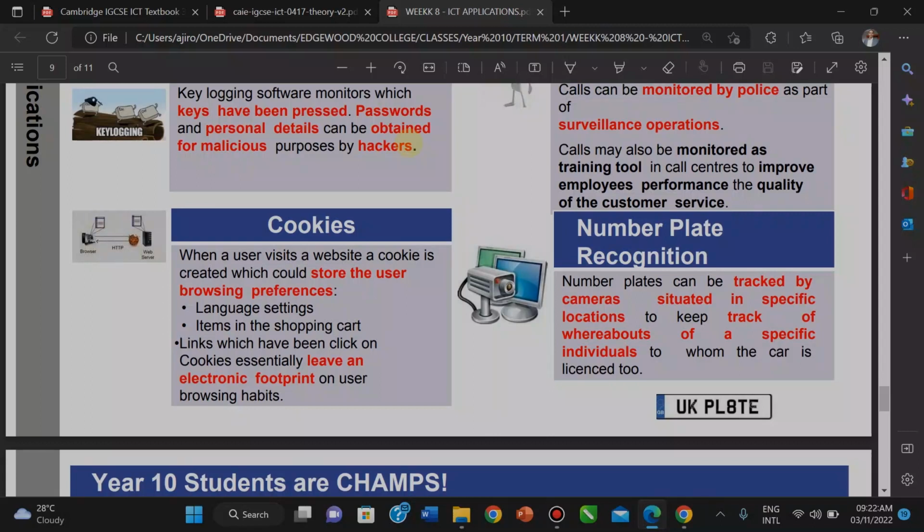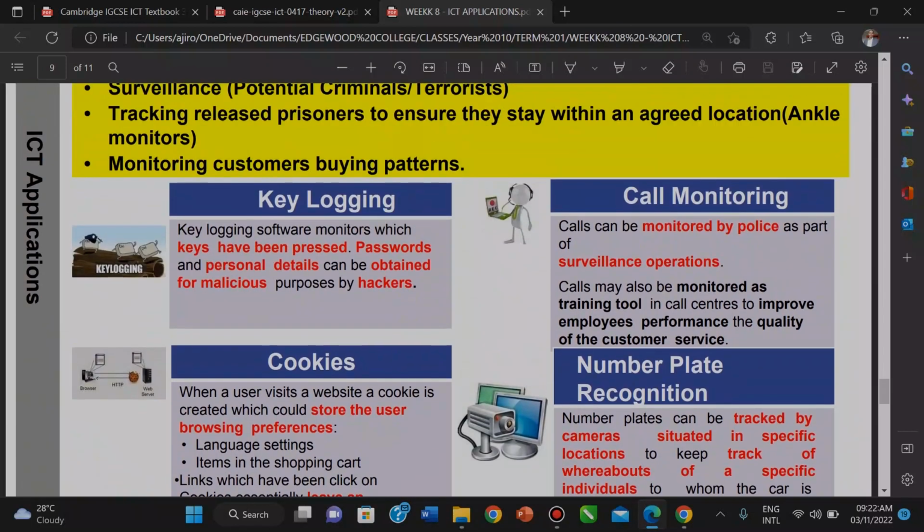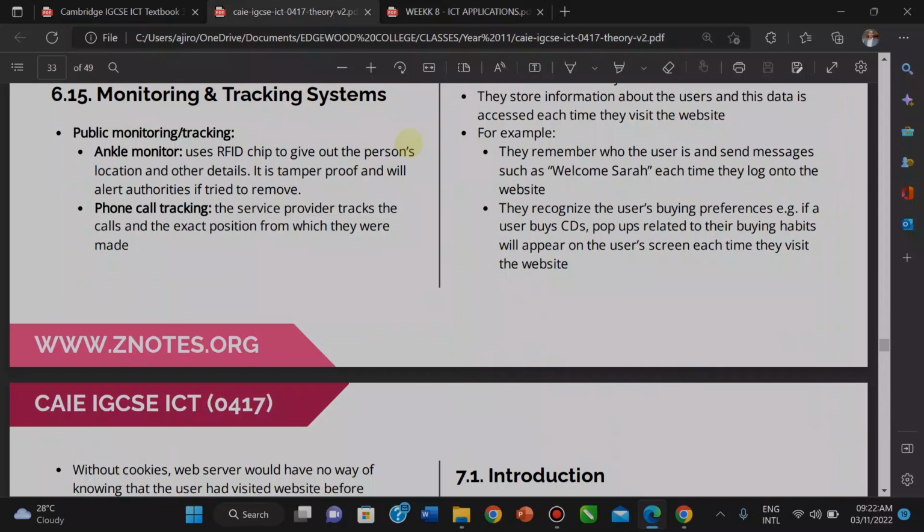Number plate recognition talks about how the number plate on your car can be tracked by cameras that are situated in specific locations, and that's to keep track of the whereabouts of anyone in the vehicle.